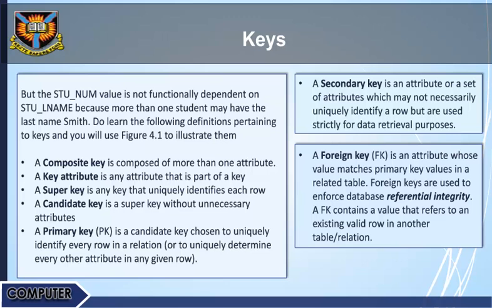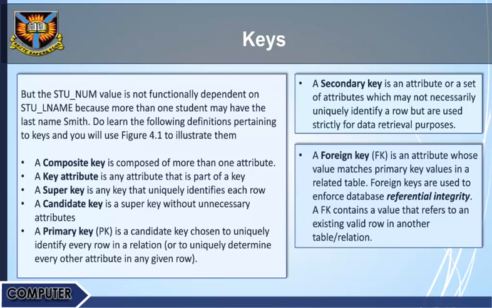A composite key is composed of more than one attribute. A key attribute is any attribute that is part of a key. A super key is any key that uniquely identifies each row. A candidate key is a super key without unnecessary attributes. A primary key, PK, is a candidate key chosen to uniquely identify every row in a relation or to uniquely determine every other attribute in any given row.